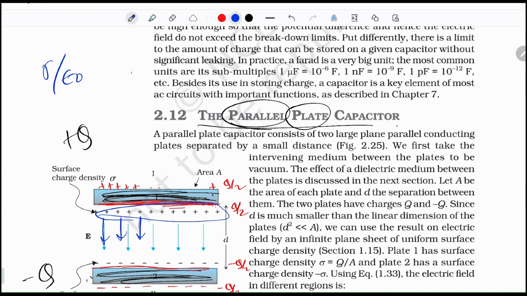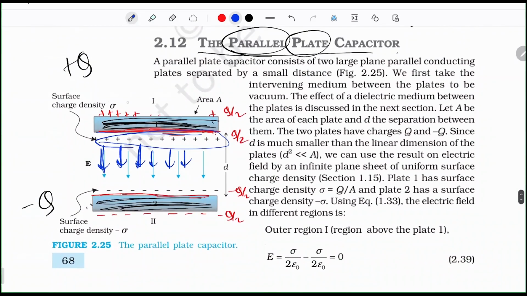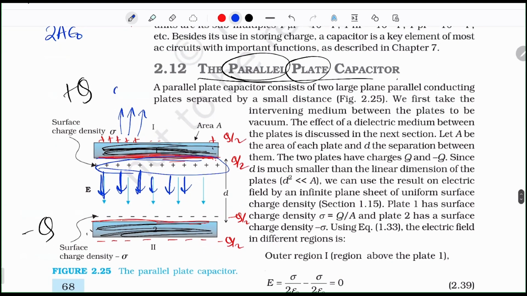So in this case, the surface charge density on the surface is Q by 2, divided by area A. So basically, it is Q by 2A epsilon naught. That is the electric field caused by this positive charge, right? Now, what about the electric field caused by this positive charge? That will be here in this direction and also equal to Q by 2A epsilon naught.